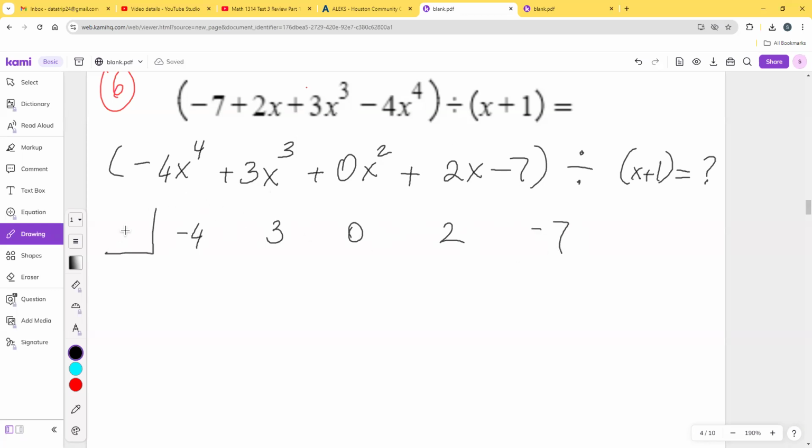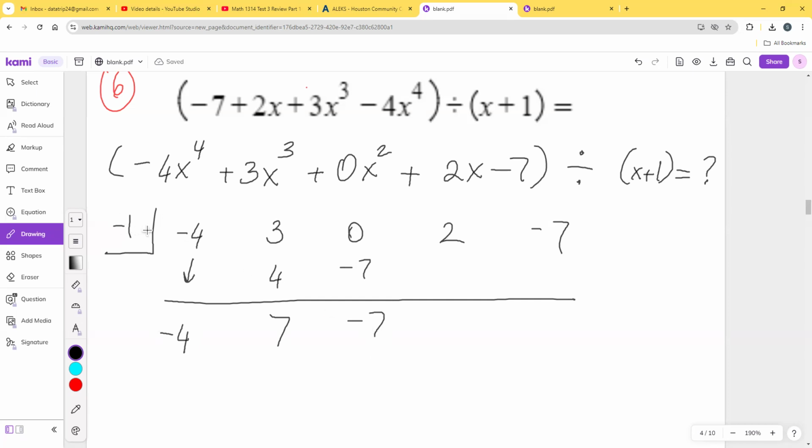Okay, what number goes here? Good job. We will always have to change the sign here if it is coming with an x. What happens to the first number? Bring it down. -4, we just have to copy. -4 times -1 is 4. Add them up, 7. 7 times -1 is -7. Add them up.